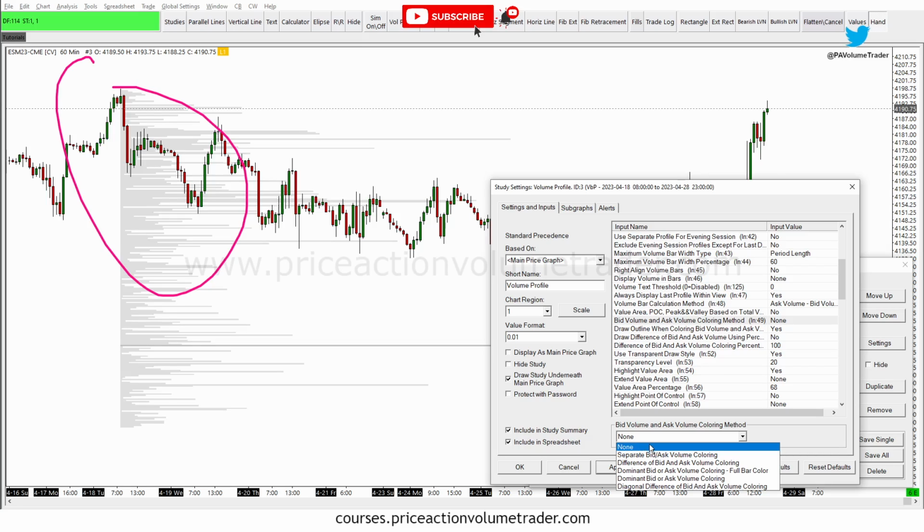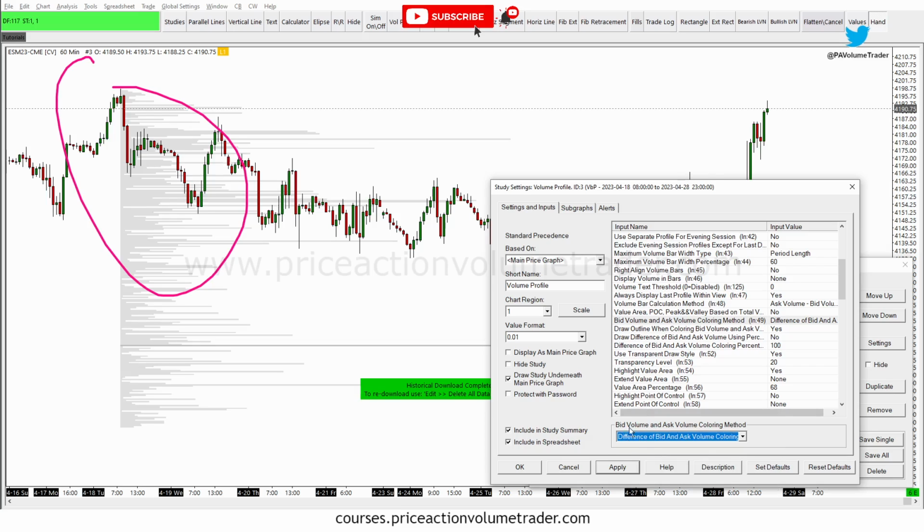We're going to put difference of bid and ask volume coloring. So that means it's going to color them based on the delta. Okay, you can see this is still gray. Now we need to go over here, draw outline when coloring.